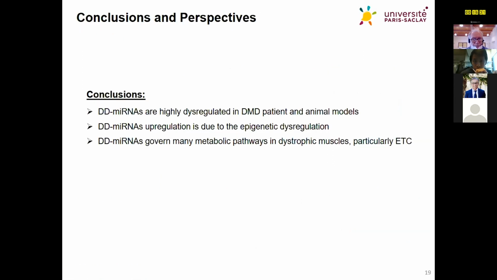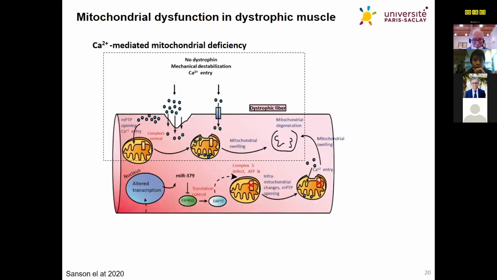So just to conclude what I just presented, we identified a group of microRNA from the DLK-1 DLK-3 locus that are highly dysregulated in the Duchenne patient and animal model, and this dysregulation is due to epigenetic dysregulation. We also provide evidence that the DD-miRNA govern many metabolic pathways in the dystrophic muscle, in particular the electron transport chain. So this gives a very general overview.